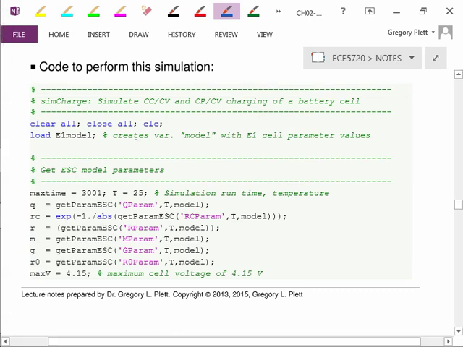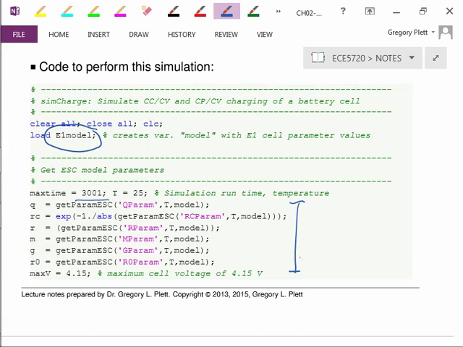I load the cell model of the ESC variety from a data file. I'm going to simulate for 3,000 seconds at 25 degrees Celsius, and here I am retrieving from the model structure all of the parameters required for the model to be able to simulate. So Q is capacity, RC is the resistor capacitor time constant, R is the resistor capacitor resistance, M is the hysteresis magnitude, G is the hysteresis rate constant, and R0 is the series resistance.